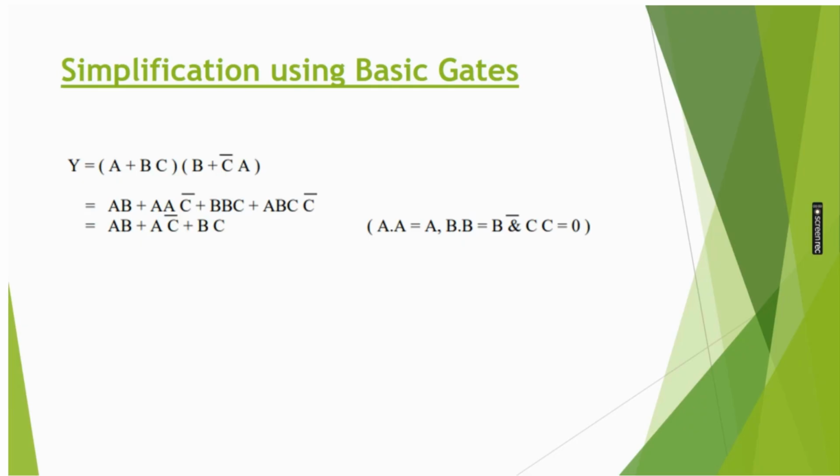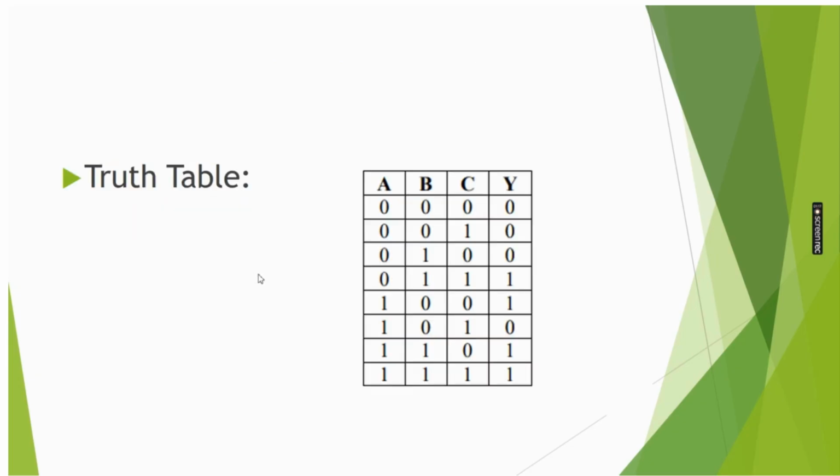So before the given expression is realized, it has to be simplified, and then the logic diagram should be built. For the simplification procedure, we have to make use of appropriate Boolean theorems and laws. Here, the distributive law has been used. After using the distributive law, we arrive at the equation AB + AC̄ + BC. And for that equation, a truth table has to be drawn.